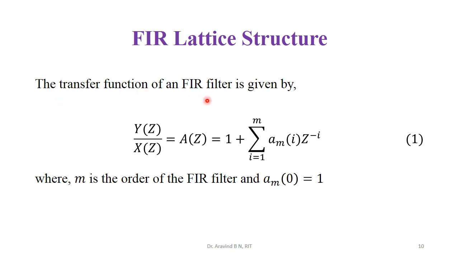The transfer function of the FIR filter is given by Y(z) divided by X(z) is equal to A(z). That will be equal to 1 plus summation i equals 1 to m of a_m(i) times z to the power of minus i, where the small letter m is the order of the FIR filter, and always a_m(0) will be equal to 1. So a_m(0) will always be equal to 1.